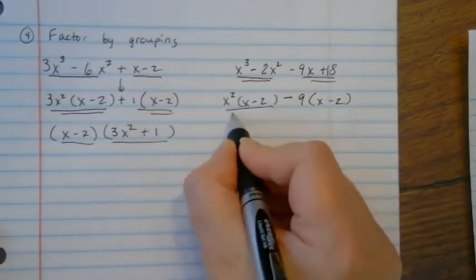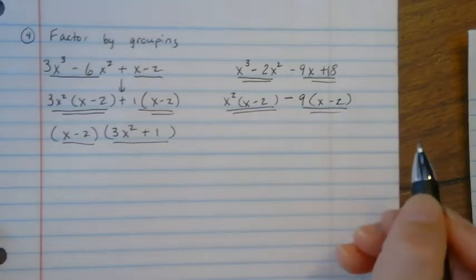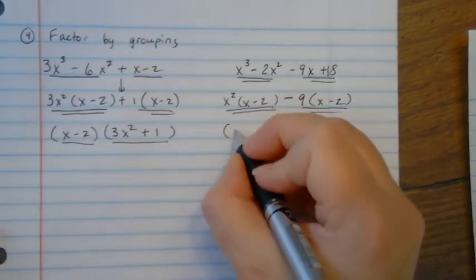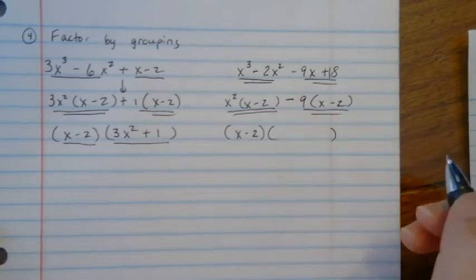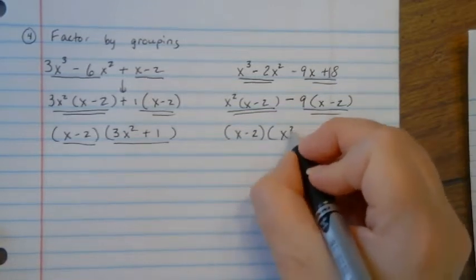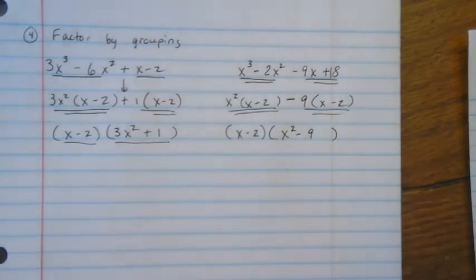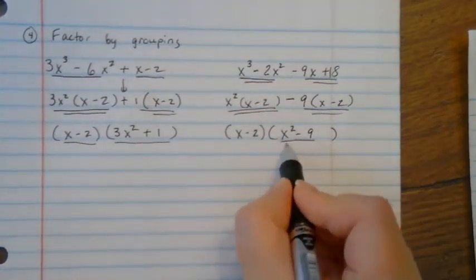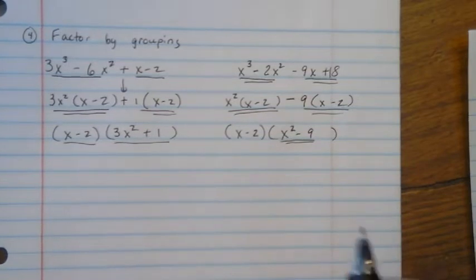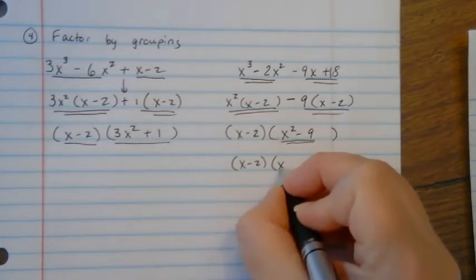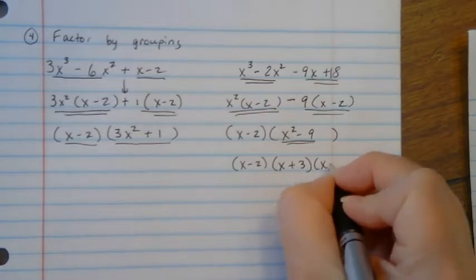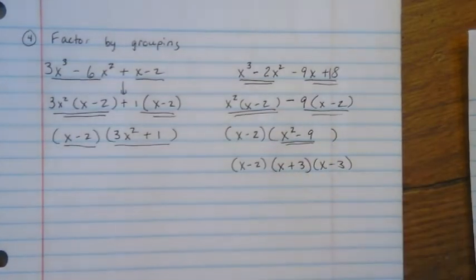So now I'm going to look at the two parts again. What do those two parts have in common? They have an x minus 2 in common. And then I'm going to write in another parenthesis what's left, which is x squared minus 9. This one's actually interesting. It factors again because these are the difference of two squares. So x minus 2, and then that factors to x plus 3 and x minus 3. So there are three factors that make that one.